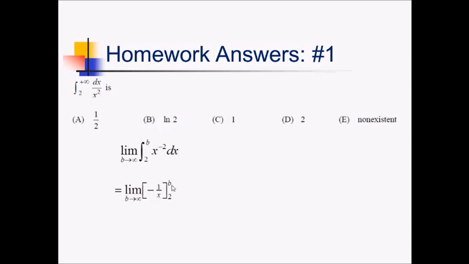So plugging things in now, I've got negative 1 over b plus 1 over 2. It would have been minus, but we already had a negative built in there. As b approaches infinity, this is bottom heavy and goes to 0. So I essentially have 0 plus 1/2, which is 1/2. Choice A.